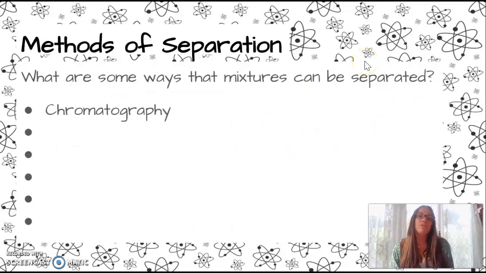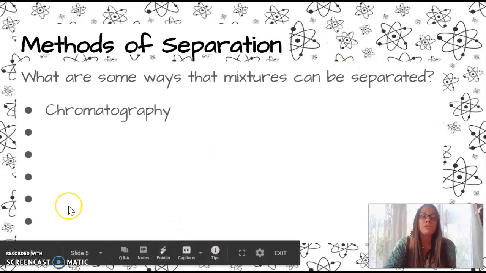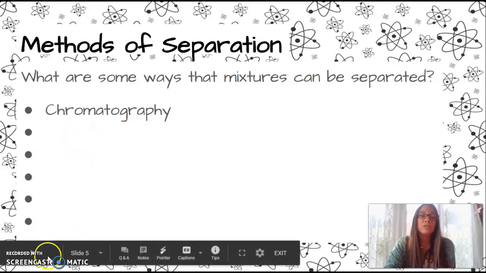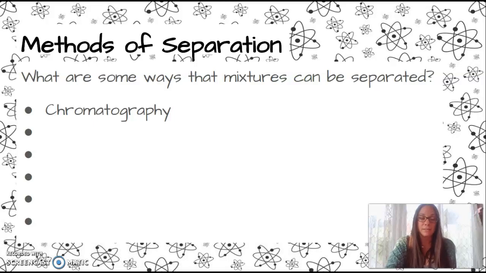Methods of separation. We have already explored, or are beginning to explore, one method of separation, which is chromatography. Chromatography, you will soon find, is a way that we can separate different types of mixtures like inks and pigments. I want to give you all an opportunity to come up with a few more examples of how you can separate a mixture. I'm going to let you fill in your own answers here, and then I'll give you a few examples of mine so that you can add them to the list.